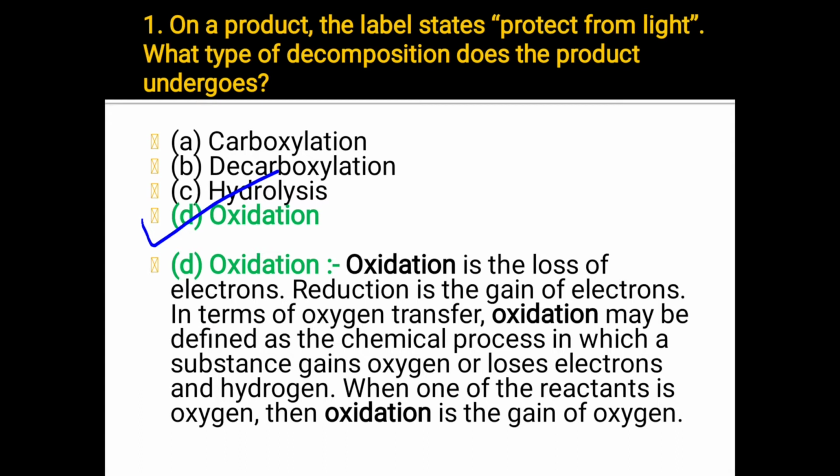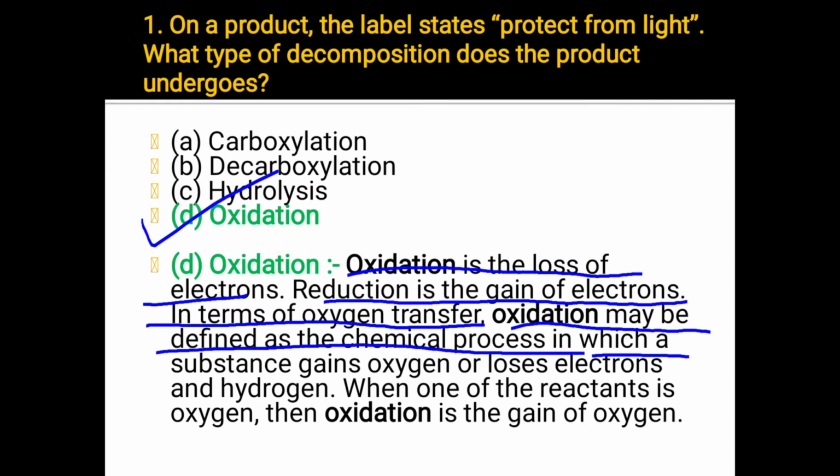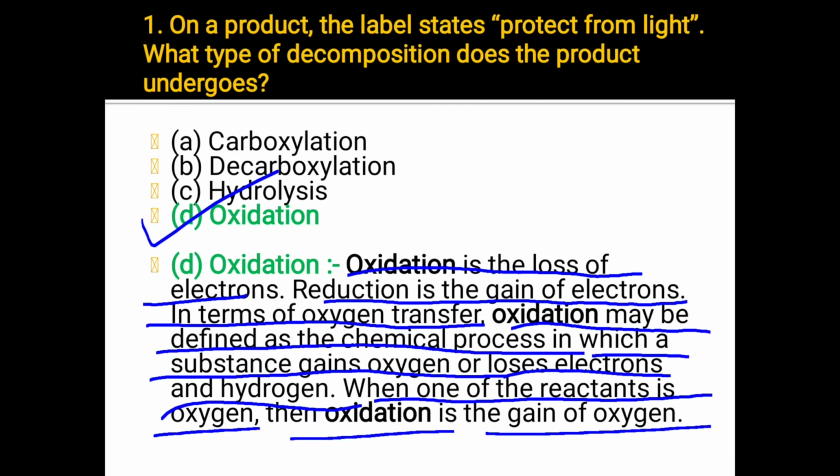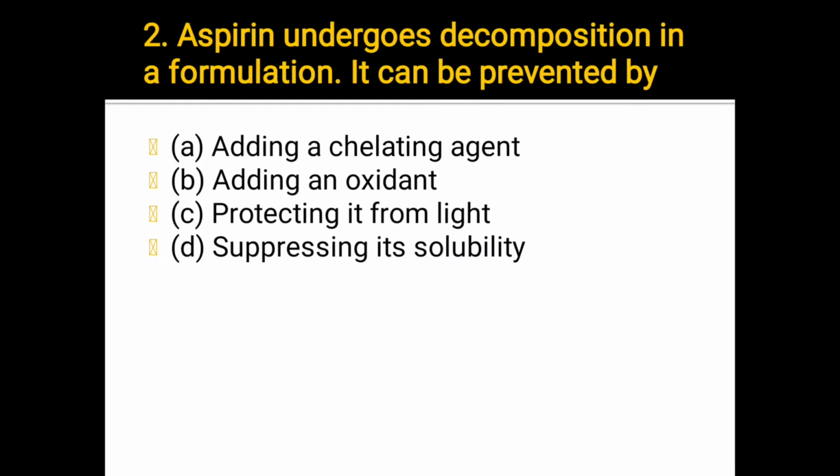Oxidation होता क्या है? Oxidation is the loss of electron. Okay, reduction is the gain of electron. In terms of oxygen transfer, oxidation may be defined as the chemical process in which a substance gains oxygen or loses electron and hydrogen. When one of the reactants is oxygen, then oxidation is the gain of oxygen, that is called oxidation. Okay, next second number question.